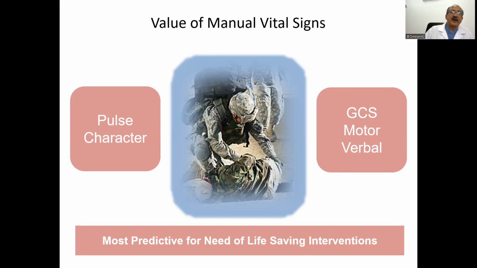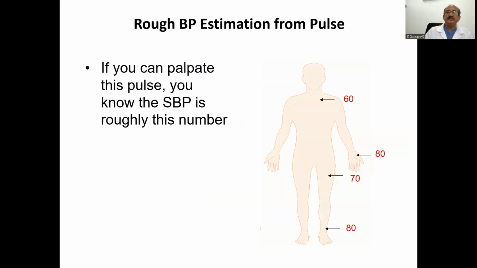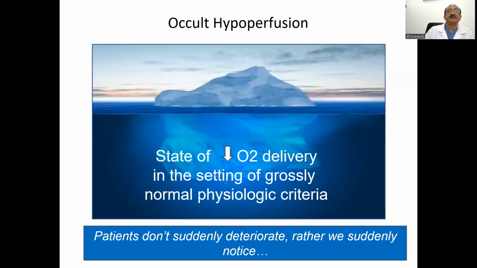The value of the vital signs, pulse character, and GCS motor verbal all matter a lot. There is a rough estimation from the pulse. If you look at the picture, if you feel the carotid, you can estimate that systolic blood pressure is 60. If you can feel the radial, almost 80, and in the femoral it is 70, and dorsalis pedis it is 80 millimeters of mercury.